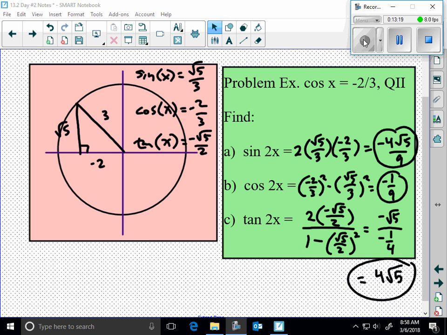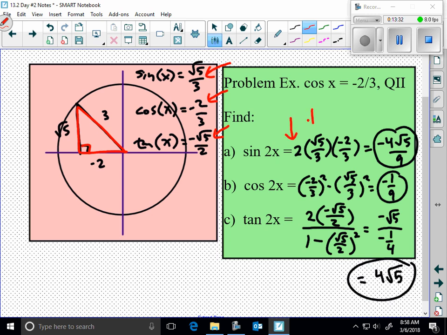Okay, so here I am back again. I've got sine x, I've got cosine x, I've got tangent x. I just used my triangle and quadrant 2 to formulate that using the Pythagorean theorem. So here I have 2 sine x cosine x. I multiply through. I think I did that right. Negative 4 root 5 over 9. Yep. Can't simplify that any further, so we're good.